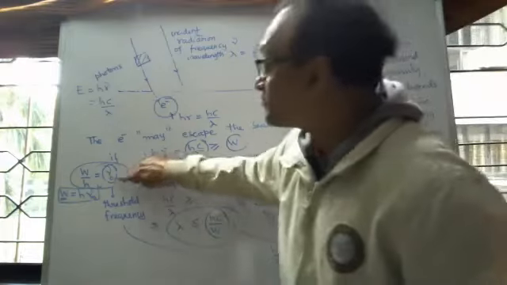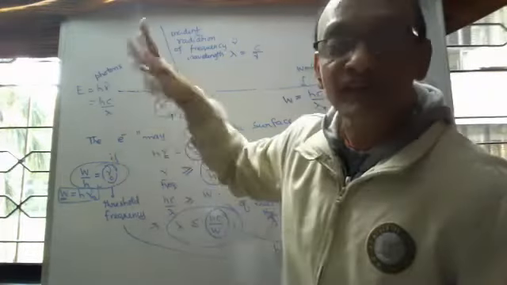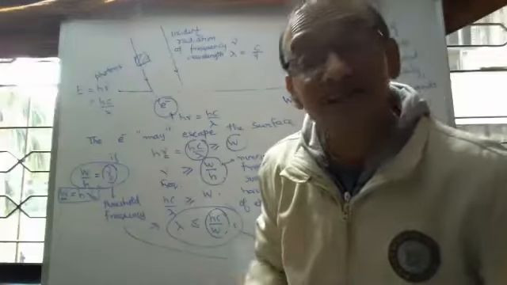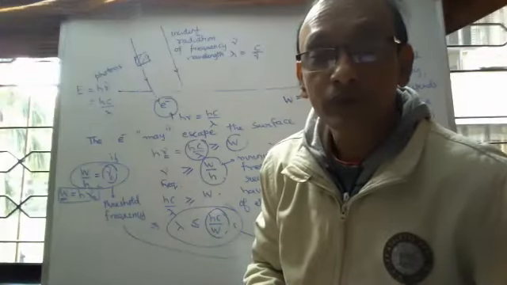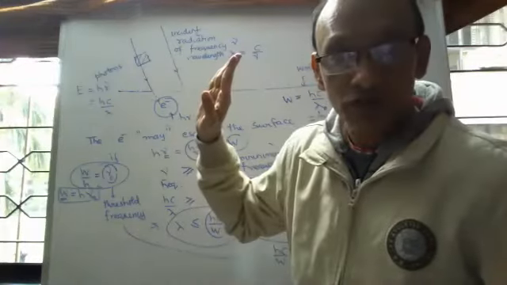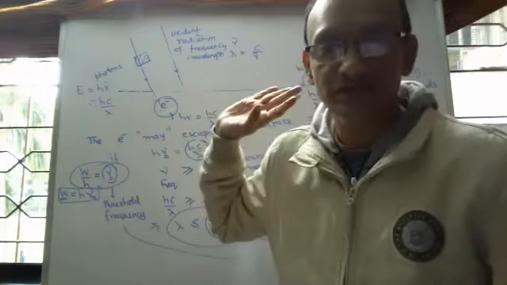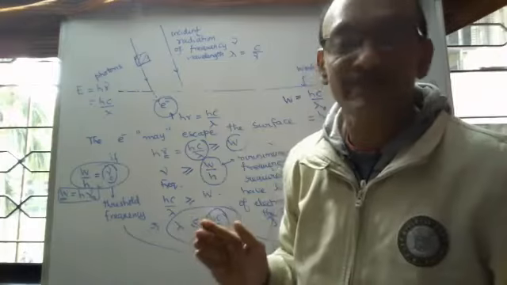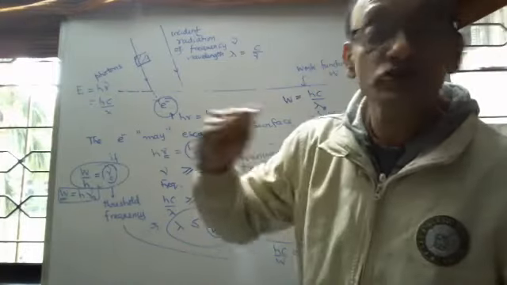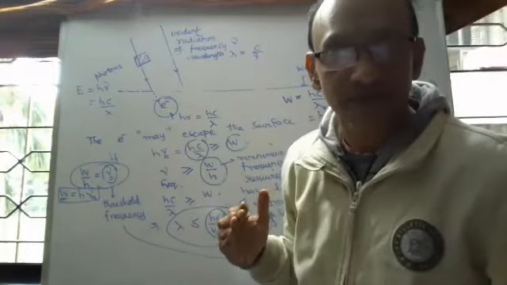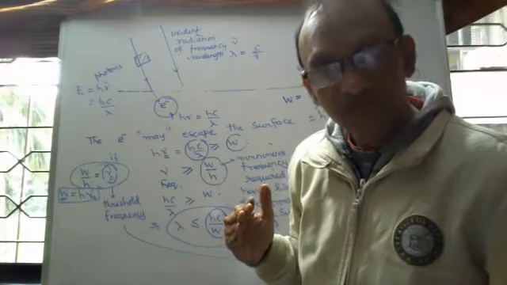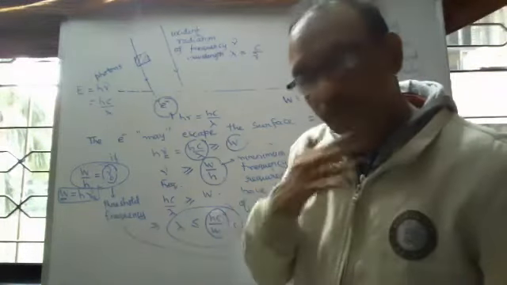But if the frequency is greater than gamma naught and the wavelength is less than lambda naught, it doesn't necessarily guarantee liberation of electrons. Electrons may or may not get liberated. That's a probabilistic event. Liberation of electrons is a probabilistic event.